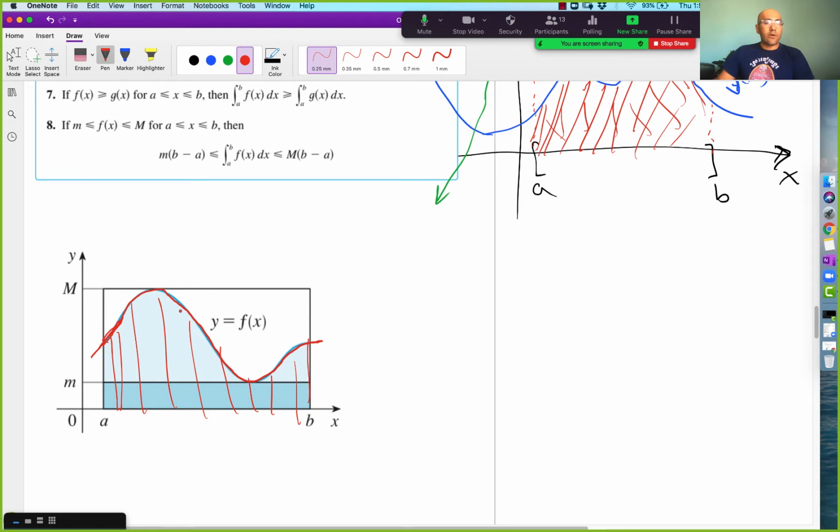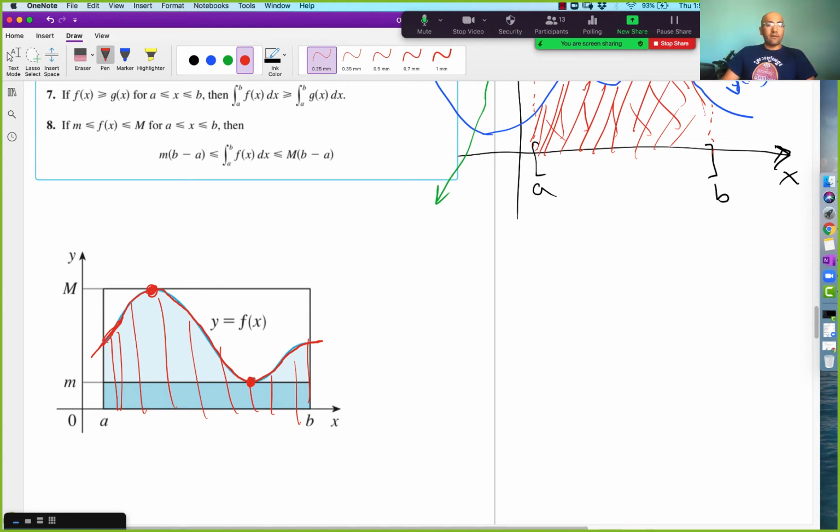Okay, but now we're going to find the maximum point within this little section between a and b, and that's this guy. This is the biggest one. Good. And then this is the biggest one. I'm sorry, the smallest one.